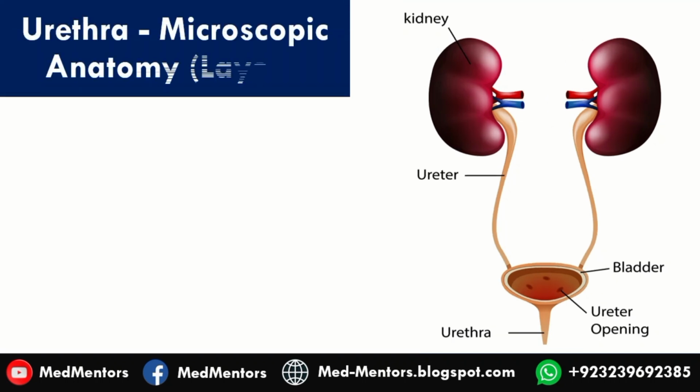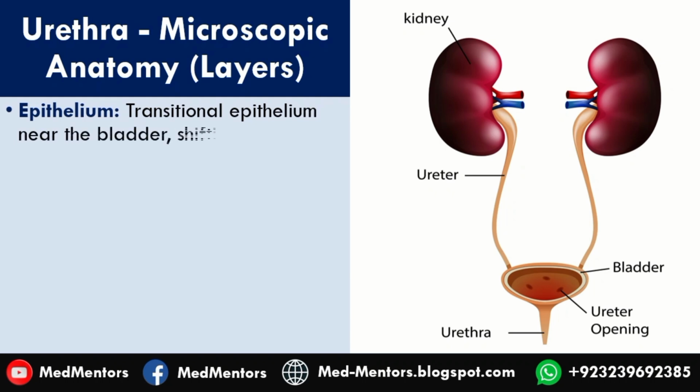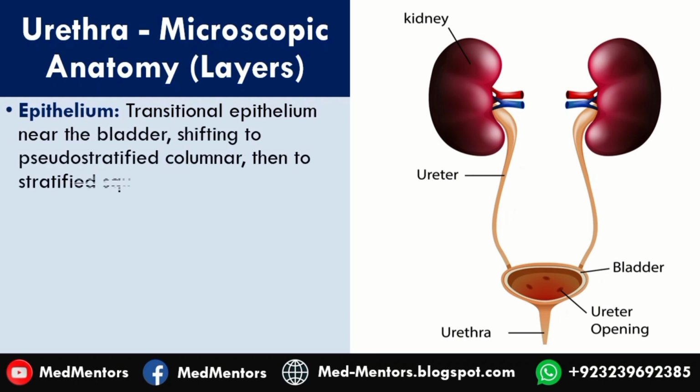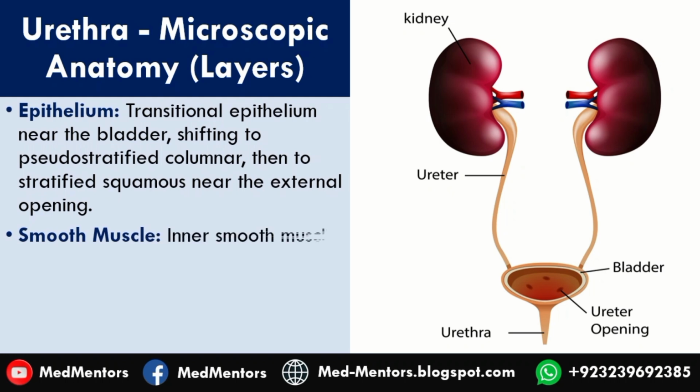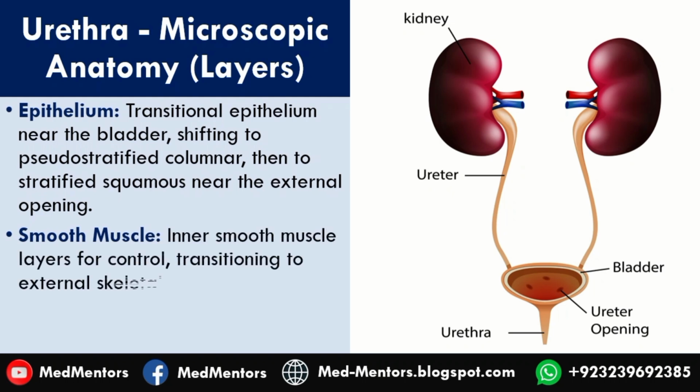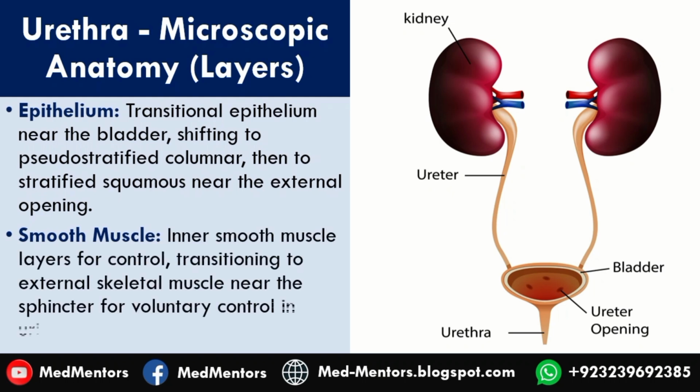Microscopic anatomy of the urethra or layers of the urethra. Let's examine the microscopic layers of the urethra. Number one, epithelium begins with transitional epithelium near the bladder, transitions to pseudostratified columnar epithelium, and finally to stratified squamous epithelium near the external opening. Next, smooth muscle. The inner layer consists of smooth muscle for controlling urine flow, while the outer layers near the sphincter include skeletal muscle for voluntary control during urination.